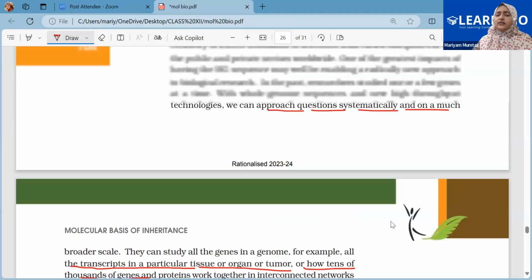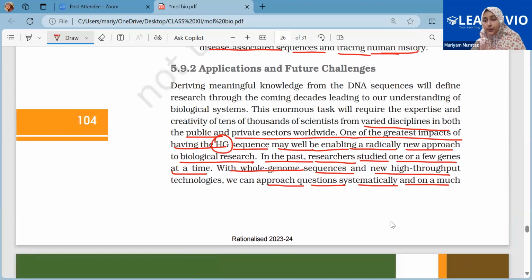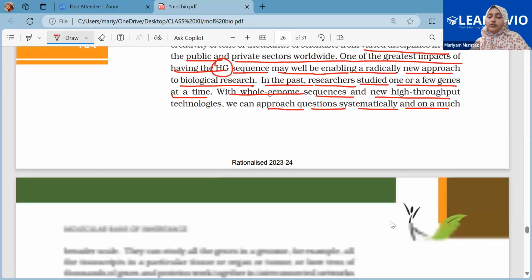So all of these, because of the human genome sequencing, because we know now how many base pairs are present in what kind of genes, there are multiple things that can be benefited because of that.